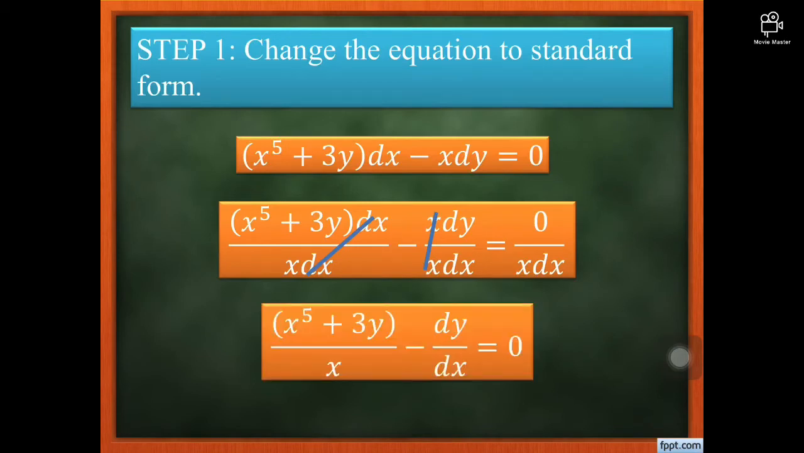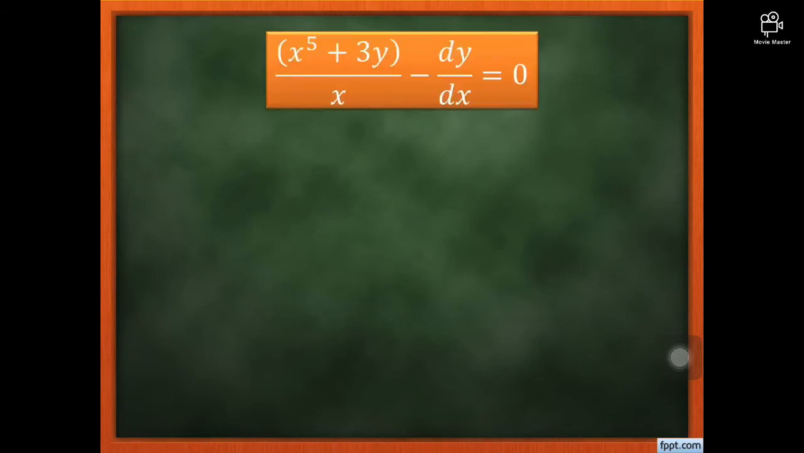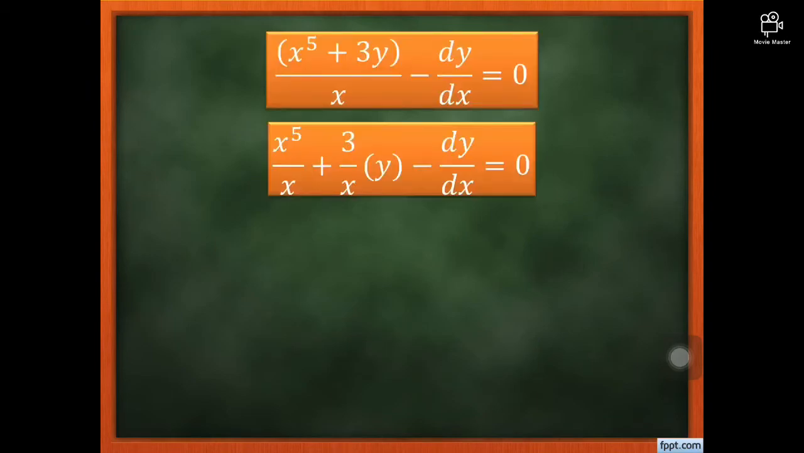So, proceeding to the next equation, you will have the quantity x raised to 5 plus 3y over x minus dy over dx equal to 0. So, this is not yet the final form. We still need to expand the equation. Expanding this equation gives us x raised to 5 over x plus 3 over x times y minus dy over dx is equal to 0.